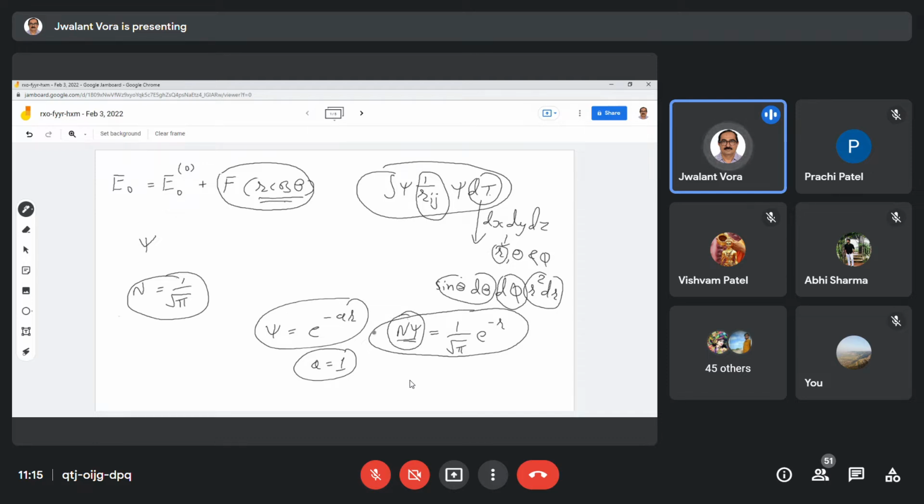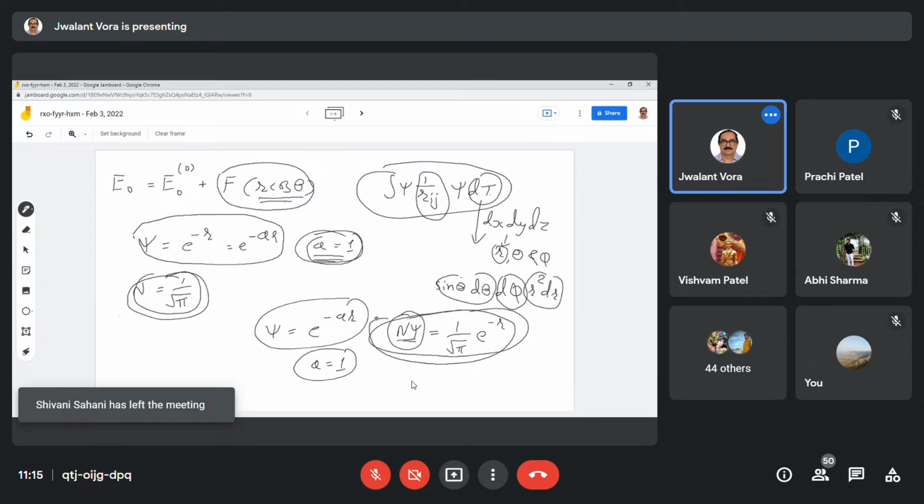It is the n pi. Psi is equal to e raised to minus r, or e raised to minus ar as a is equal to 1. Remember all this also for one mark each. What is the value of a? What is the value of the normalization constant? What is the value of the psi as such? What is the value of n psi? I am writing it again.